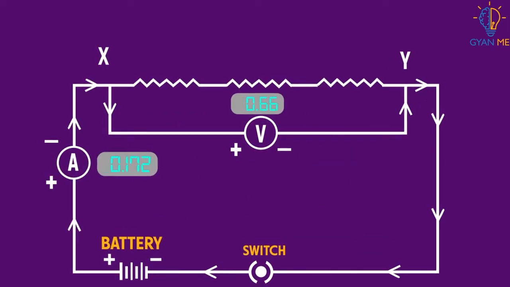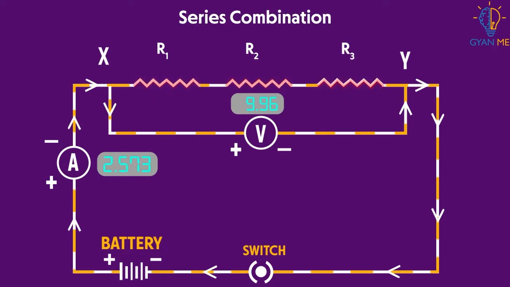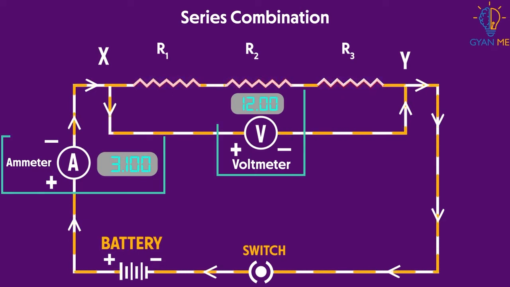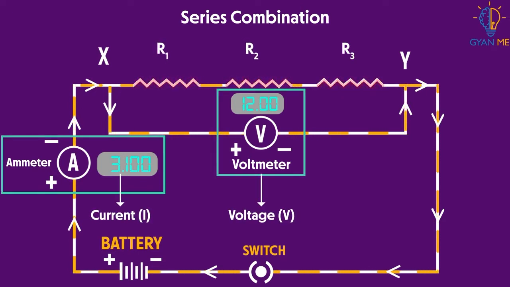Students, we know that this circuit is an example of resistors connected in series combination. Here we can see that a voltmeter and an ammeter are connected in the circuit. From these, we can measure the potential difference and current in the circuit respectively. We call these V and I respectively.